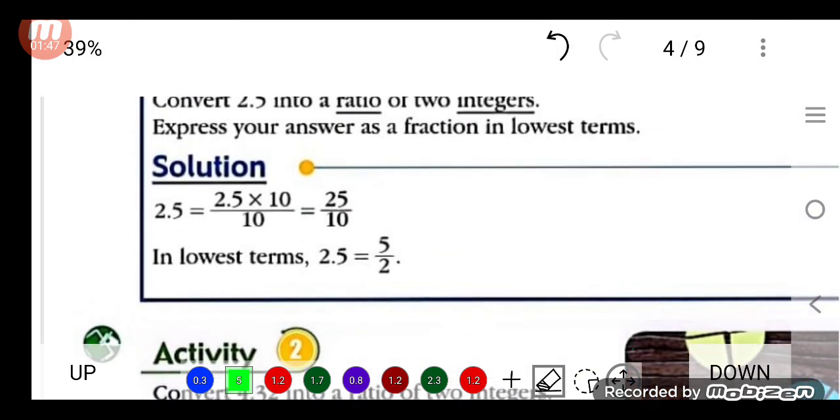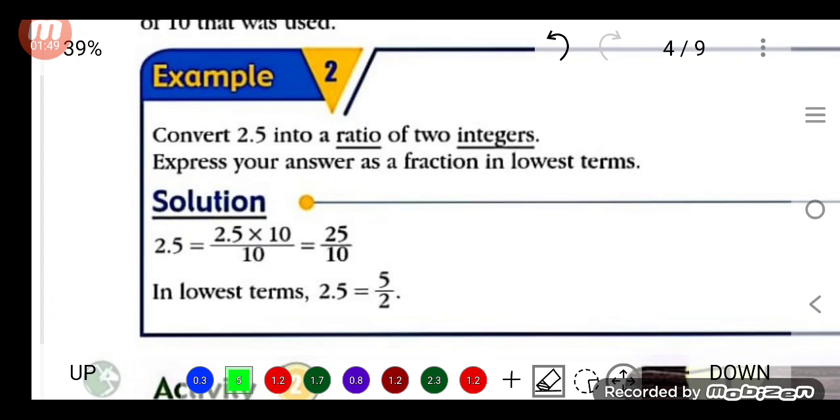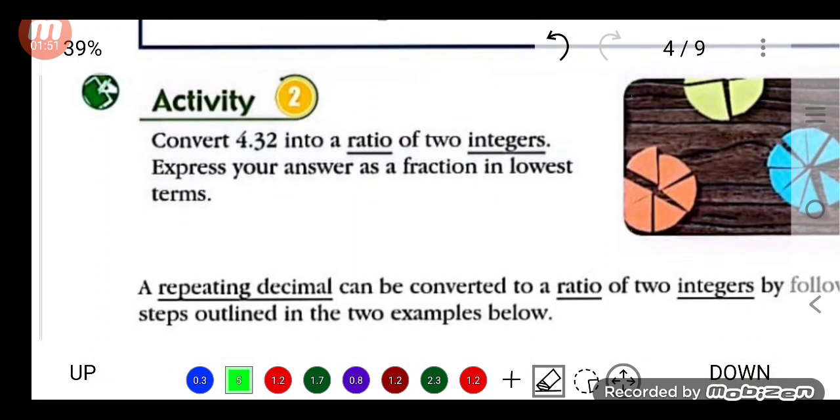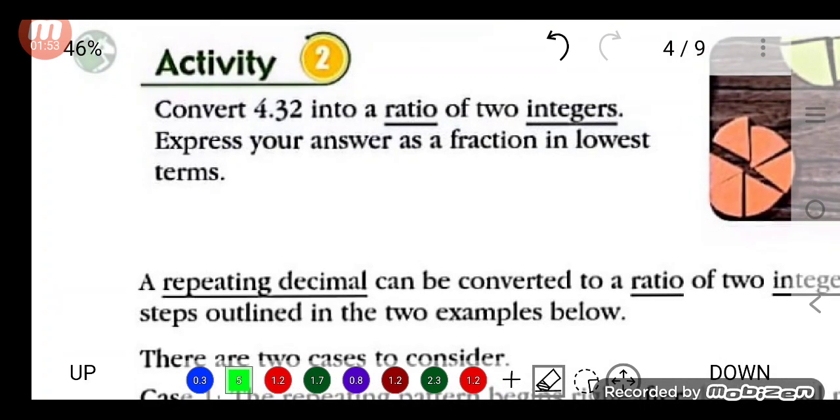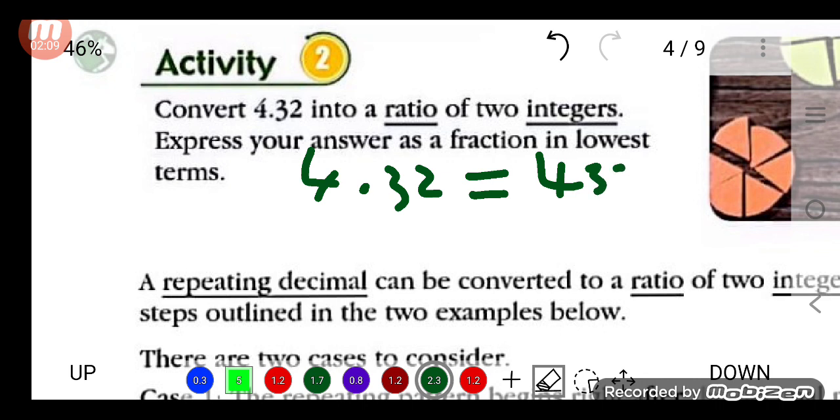Okay, here we have converting a decimal into a fraction. For example, if you want to convert 4.32 into a fraction, you can write it this way. 4.32 can be written as 432 divided by 100.